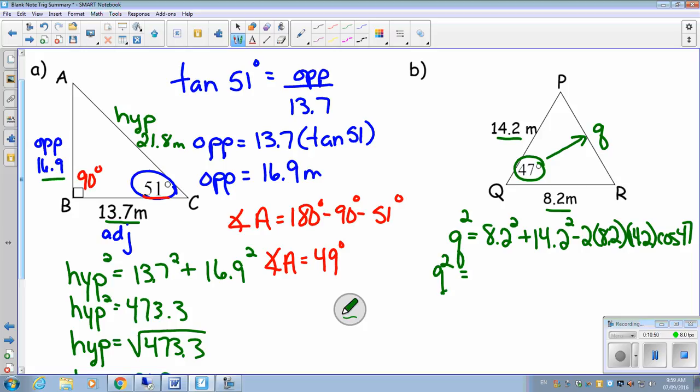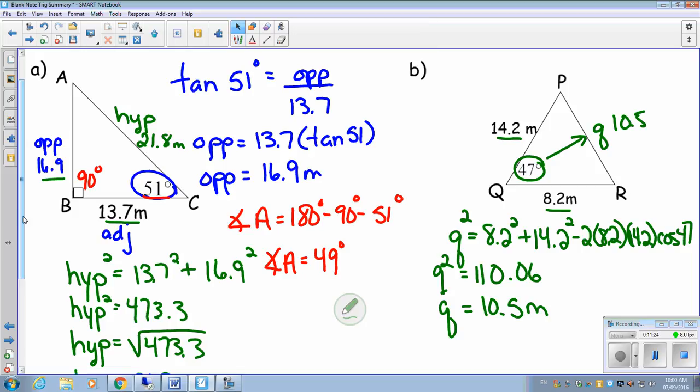So I am going to do some calculating. 8.2 squared plus 14.2 squared minus 2 times 8.2 times 14.2 times the cos of 47. And I get a grand total of 110.06, blah, blah, blah. And I'm going to do the square root now on my calculator, and I'm going to get 10.5 meters. So I now know side Q is 10.5.